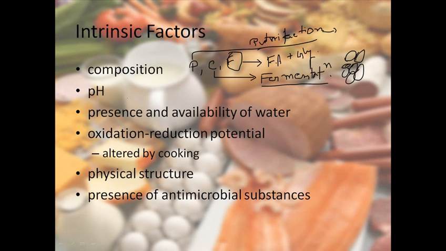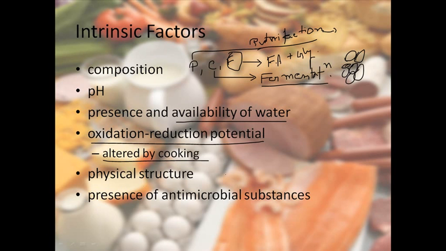Now pH is also important. We have talked about it before. The availability of water is an important factor. With low water available in the food, no problem, but with higher water availability, it's always a problem. Oxidation reduction potential is a factor for the microorganisms. If there are enzymes which can do this oxidation reduction really well, then this redox reaction can damage the food really quickly. And the oxidation reduction potential of food is altered when it is cooked.